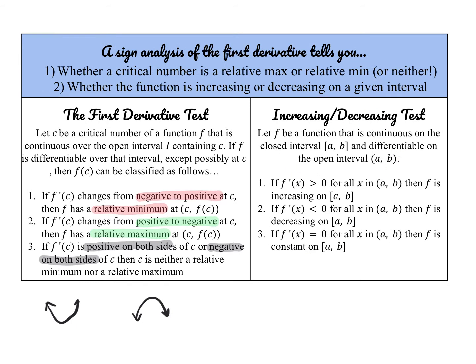The other thing we can use our sign analysis of our derivative for, again, is to see where our graph is increasing and decreasing. Just to generalize, if f prime of x is greater than 0, another way of saying our derivative is positive, then our original function is increasing, and if our derivative is negative or less than 0, then f is decreasing on that interval. And if our derivative is equal to 0, then it is constant on that interval. So just a sign analysis of our first derivative can tell us quite a bit about what our function looks like.